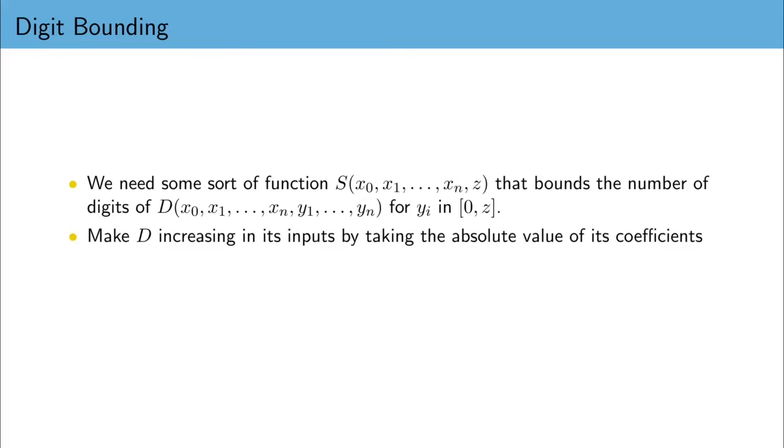We can find this function s by first making our polynomial d increasing in its inputs by taking the absolute value of its coefficients. Turn all of the minus signs into plus signs. And then replace any yi's in d by the upper bound of the search range z. That will make them larger, and since d is now increasing in its inputs, that will make the resulting value larger. It will give us an upper bound on d. And of course, an upper bound on d will be an upper bound on the number of digits of d. A really unnecessarily large upper bound on the number of digits of d.